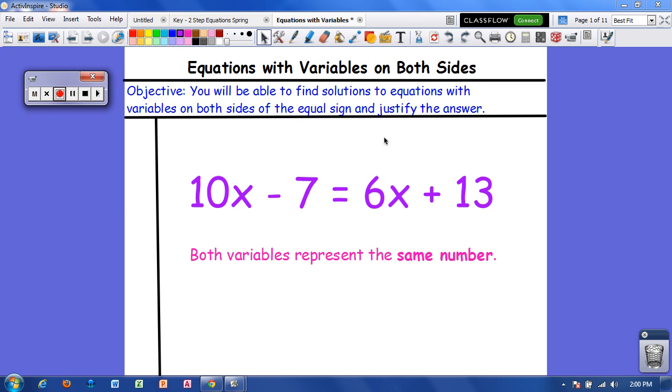Hey guys, today we are going to talk about how to solve equations with a variable on each side of the equal sign. Make sure you write down everything you see on the screen and everything that I write down.